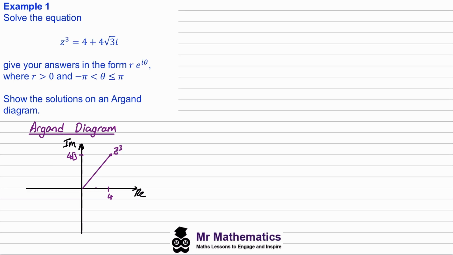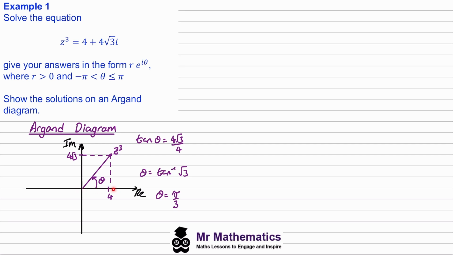Now we can work out the argument, which is the angle from the real axis to the complex number. We'll label this theta. Then we can work out theta by considering this right angled triangle. The tangent of the argument will be the opposite side, which is 4 root 3, over the adjacent side, 4. So theta will be the arctan of root 3, which gives us, in radians, pi over 3. So this is our argument.